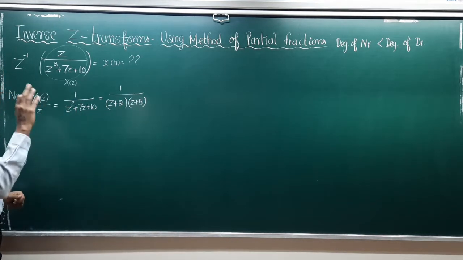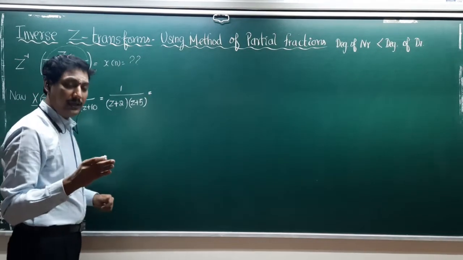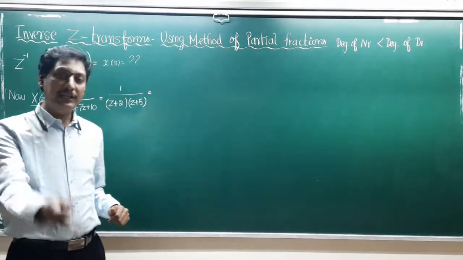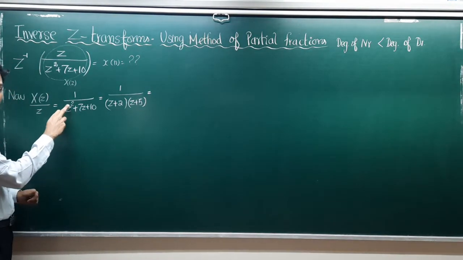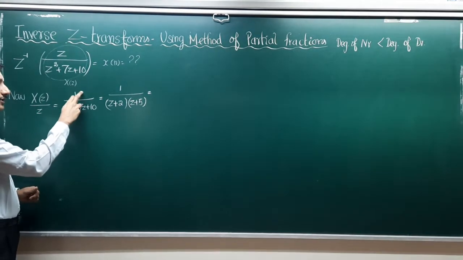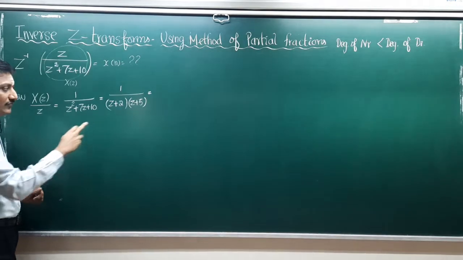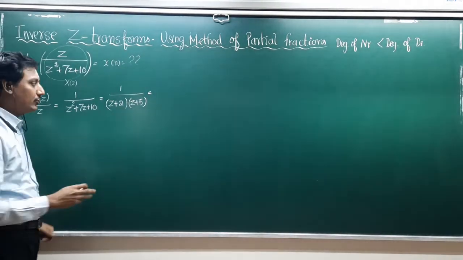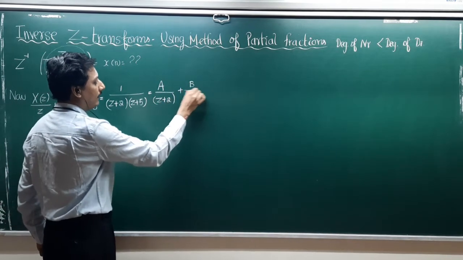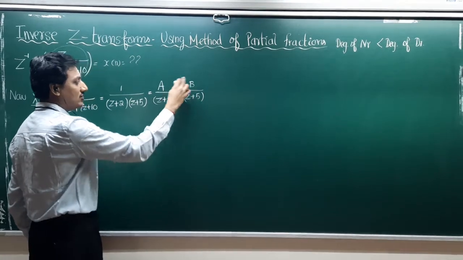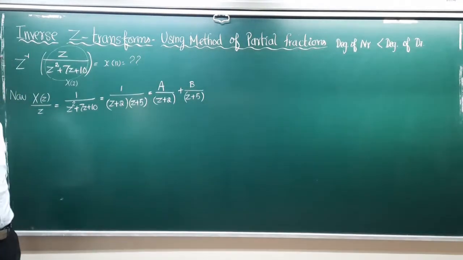Now by the method of partial fractions, let us introduce arbitrary constants to each linear factor, equal to the degree. What is the degree of this denominator? The degree of the denominator is 2, so this obviously fulfills the condition. That's why we get 2 linear factors, so I introduce 2 constants, one for each linear term. So A by Z plus 2 and B by Z plus 5. Once we determine these two constants A and B, that is my requirement.